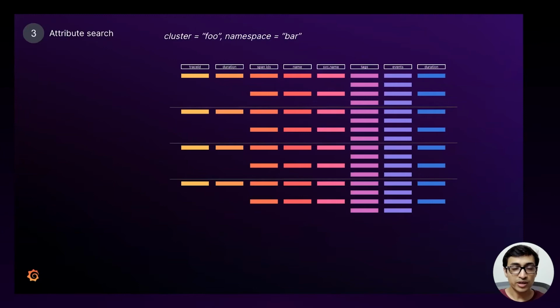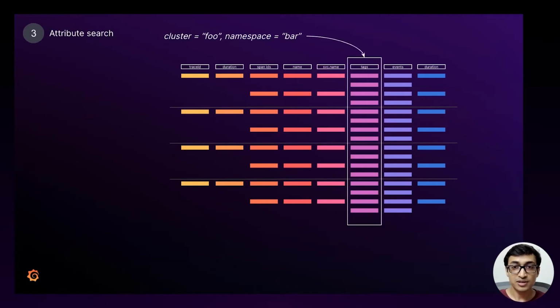Now let's look at a more interesting query around attributes. This is typically the use case where the user comes in and queries for a cluster and a namespace and some other selectors. And all of these are part of the span tags or the resource tags that are part of the trace.